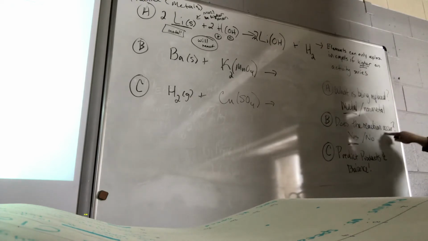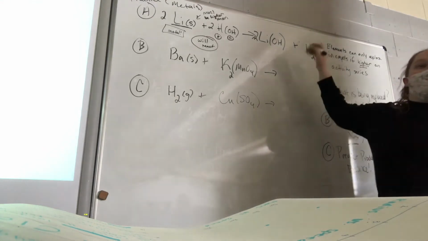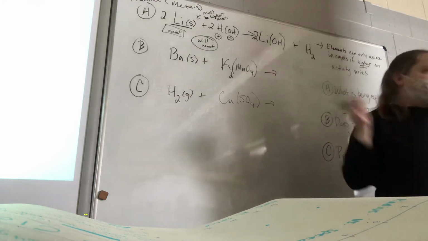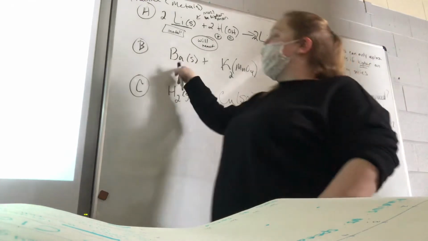This is the order I will ask you to do it for every single one. Okay? First, determine what is going to be replaced. Determine if it's actually going to occur or not. If the reaction doesn't occur, you just write DNR or no reaction, and then you move on. You don't have to do anything else. So those are the nice ones. All right, let's do the next one.